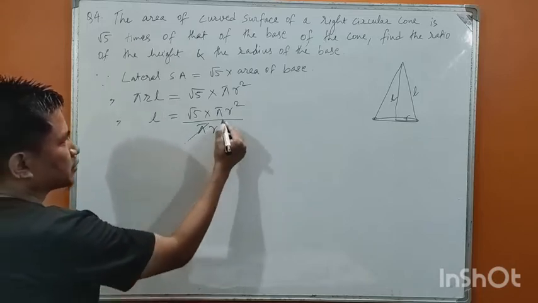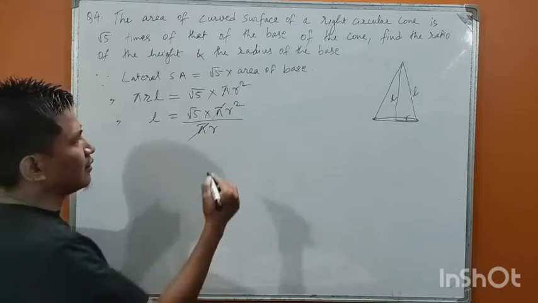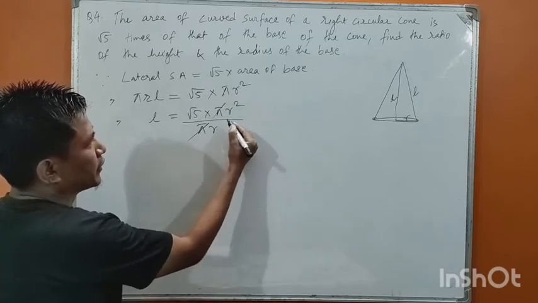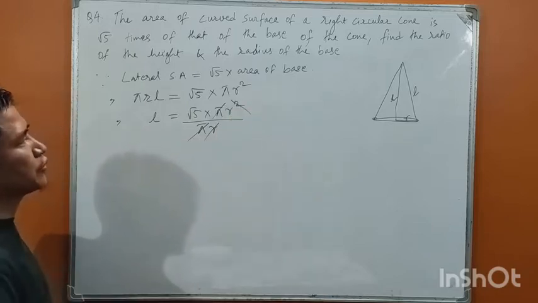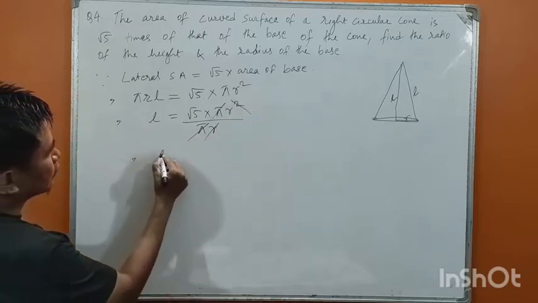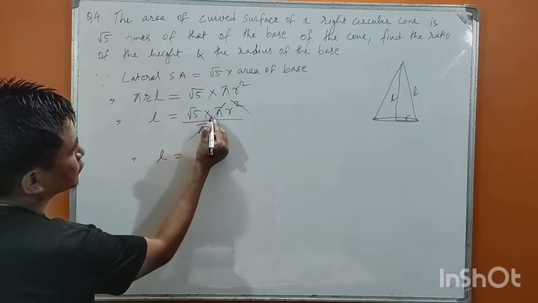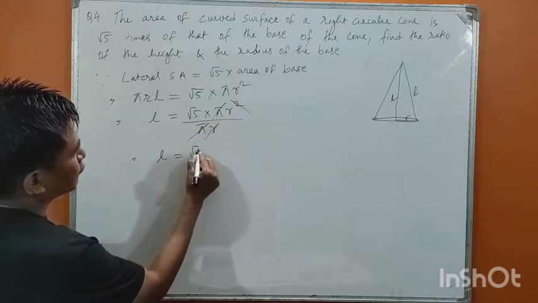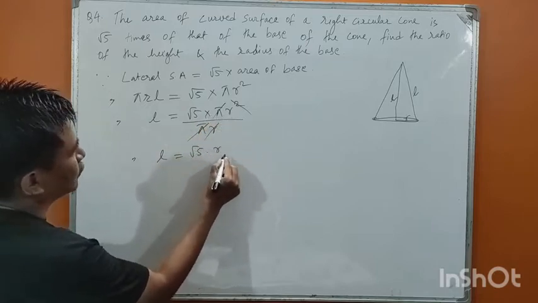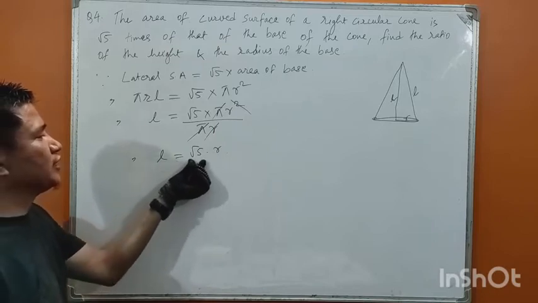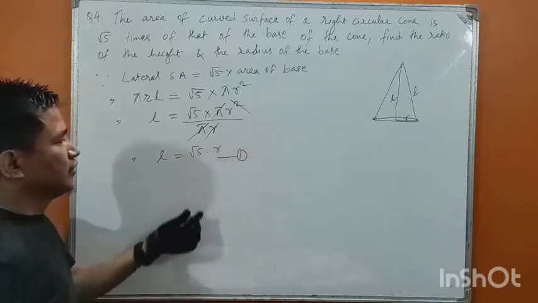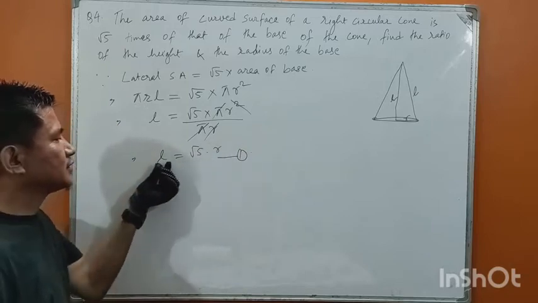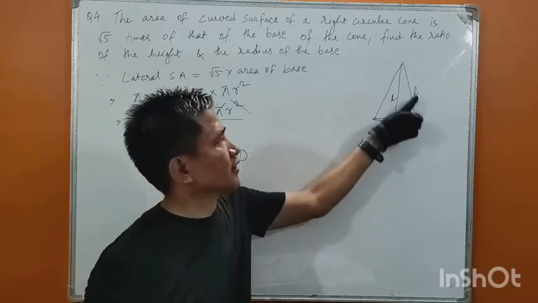Now this pi and this pi can be cancelled. There is one r in the denominator and two r's in the numerator, so one r cancels with the r in the numerator. So our L equals root 5 into r. The value of L is root 5 into r. Suppose this is equation 1. Root 5 into r is L. What is L? L is the slant height.